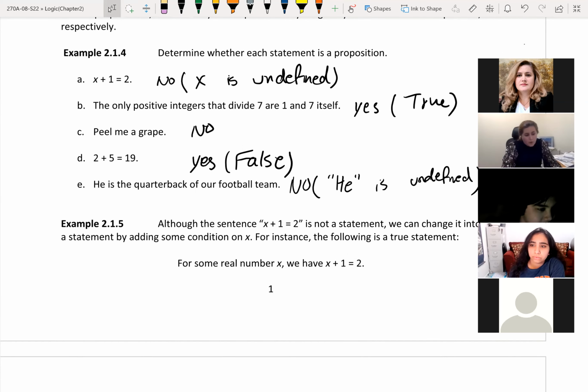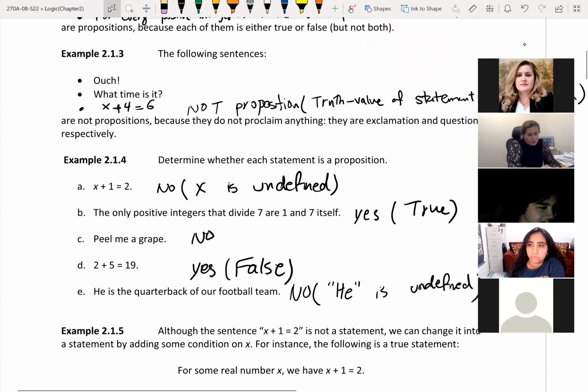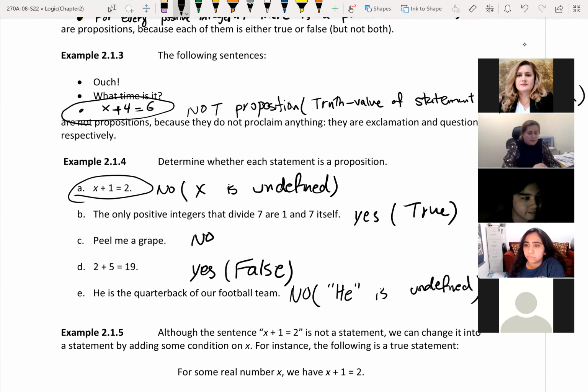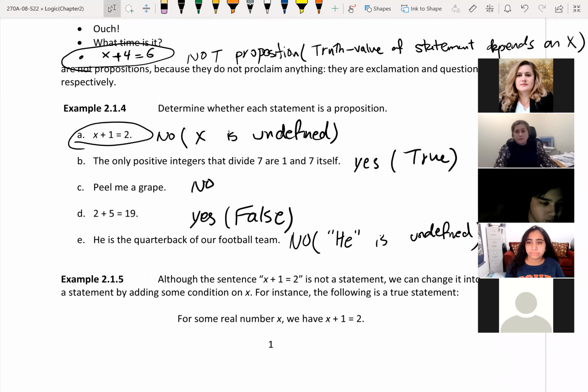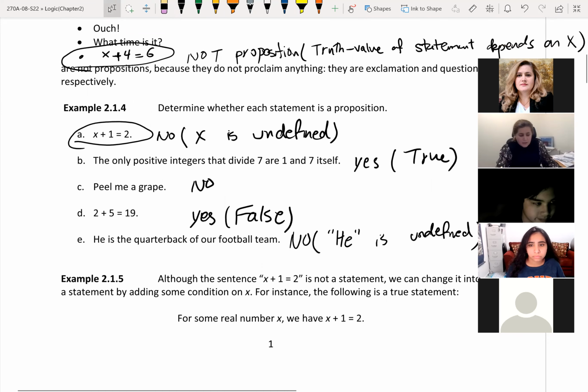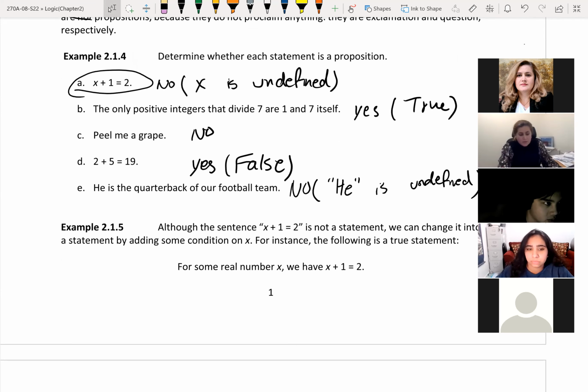For problems like here, where I have defined something in terms of x, can I change it somehow to make it a proposition? This is one example. For x plus 1 equals 2, we knew this is not a proposition because for some x's it is true, for some x's it is false. So it's both true and false.